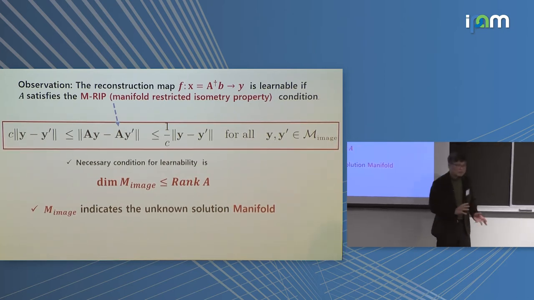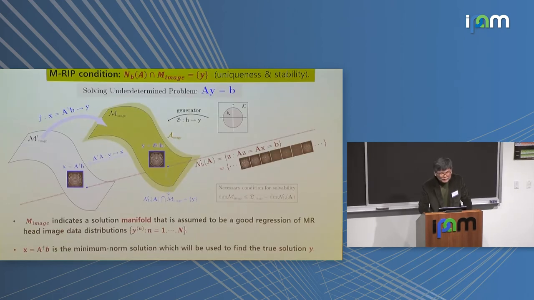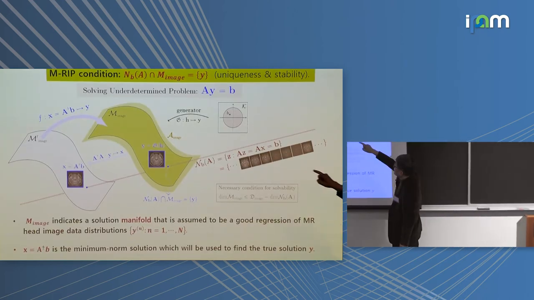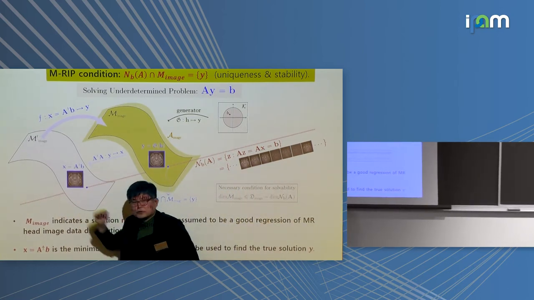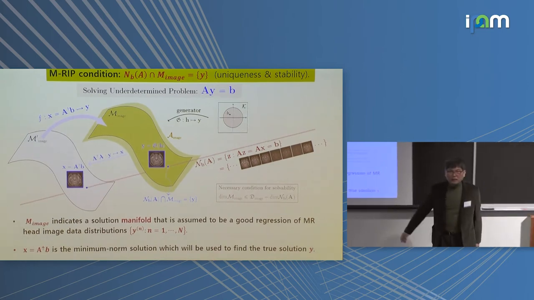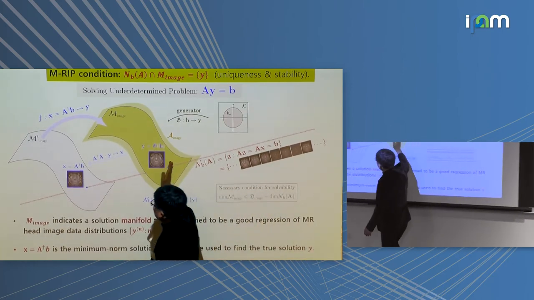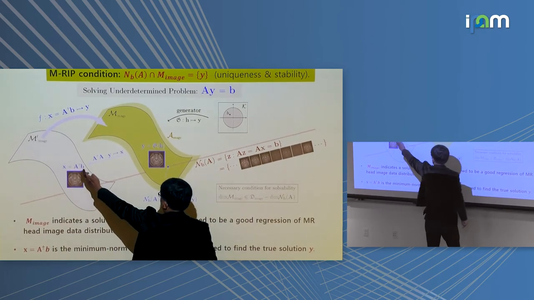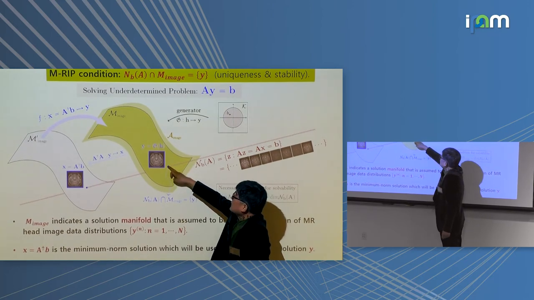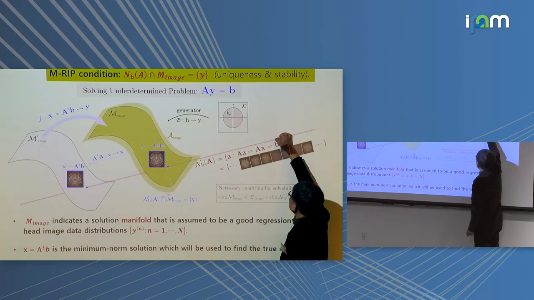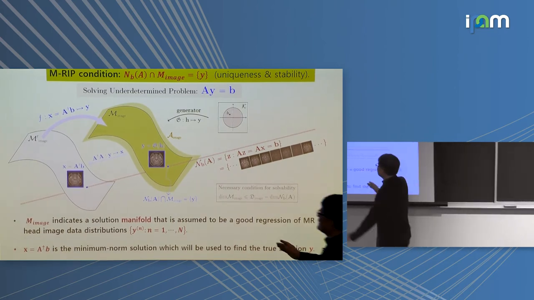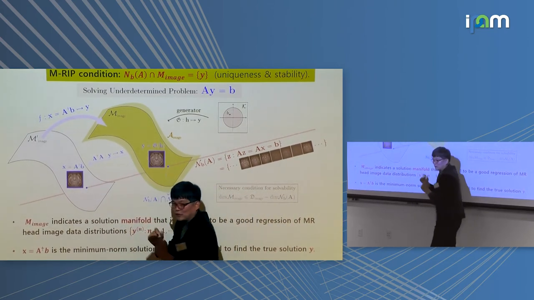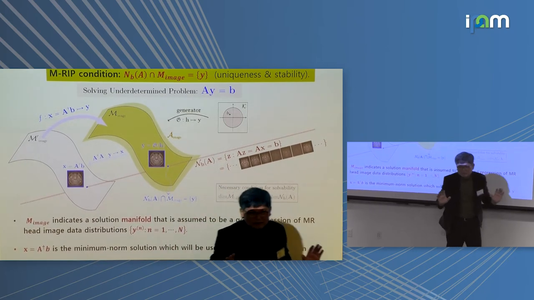Deep learning is not magic. I tried to explain that. The meaning is that the RIP condition is somehow related to uniqueness and stability. Look at this line. This line is all possible solutions of the linear underdetermined system. And this is a solution manifold. This is M prime, that's the X part. I tried to map from here to here. Then the intersection of the M image and all possible solution space, that dimension is very high, but the intersection should be just one point. That is the MRIP condition. That means that if this manifold is too much curved, and the intersection has two points, it is not learnable. I also show the evidence.